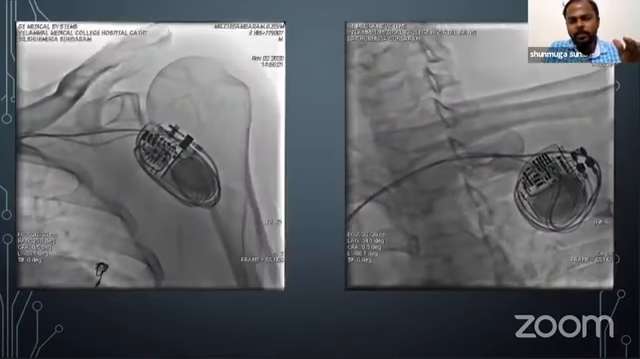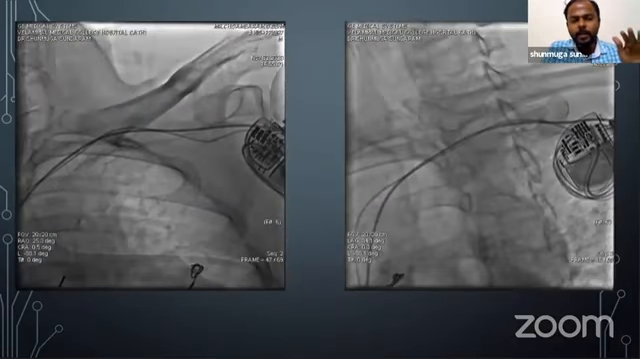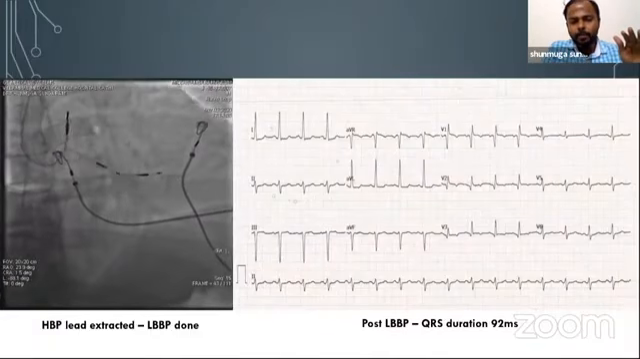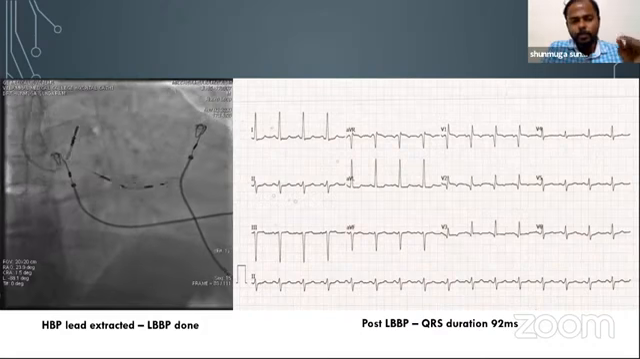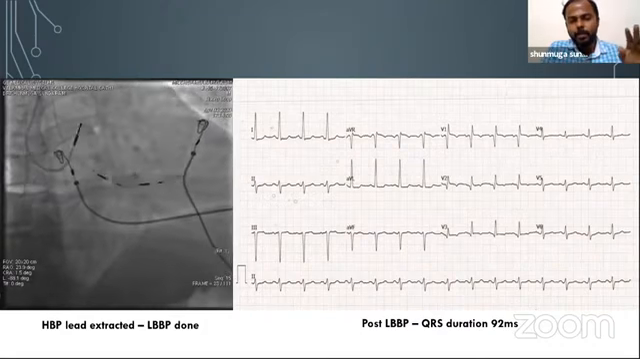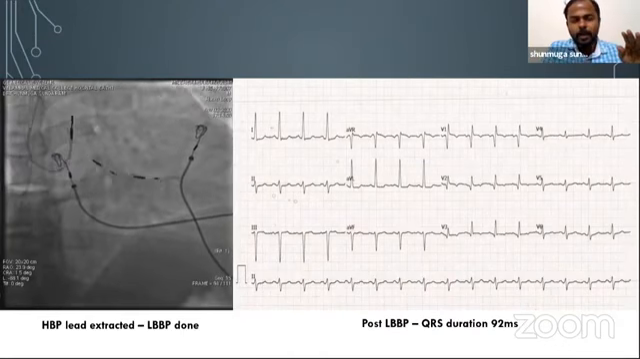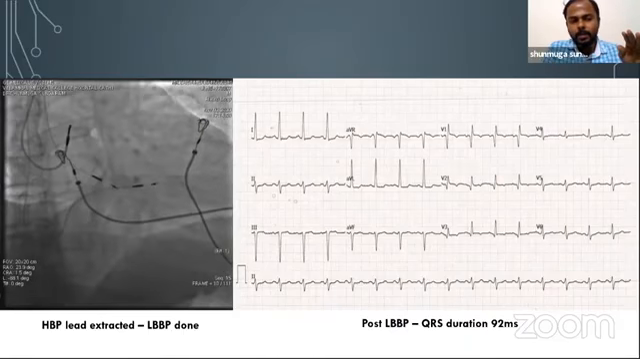There was no change in lead position, though there was some reduction in loop, but his capture threshold was very high. So we had to put one lead in the left bundle area, and the capture threshold was beautiful. I can tell you the left bundle threshold will almost always be less than 0.5. So this particular patient had a left bundle threshold of around 0.5. And then we extracted that His bundle lead.